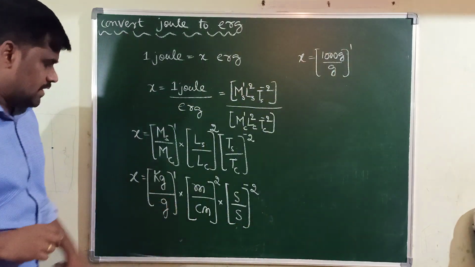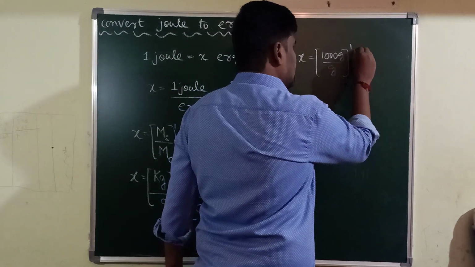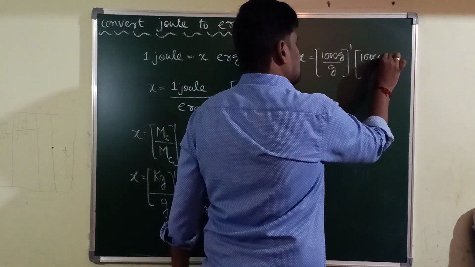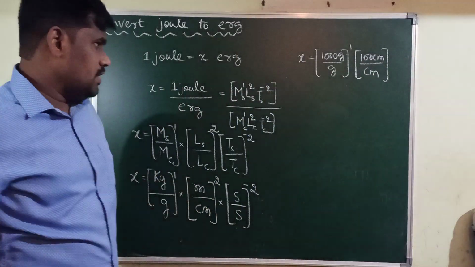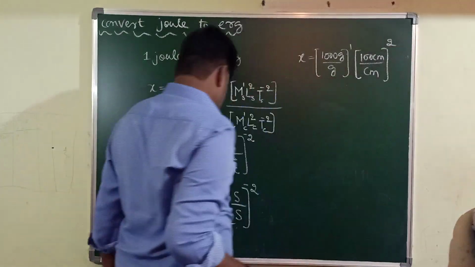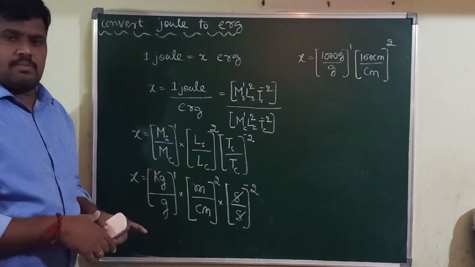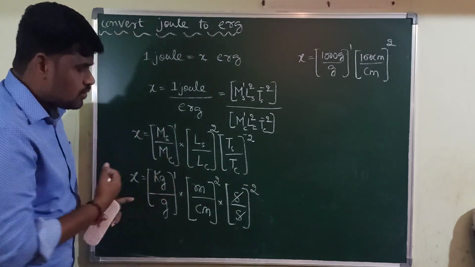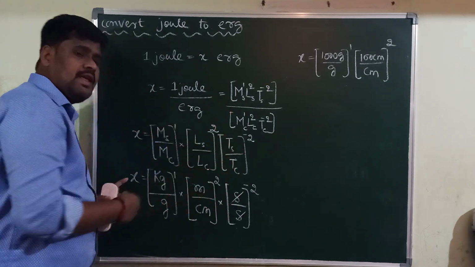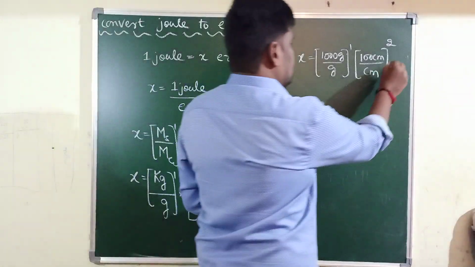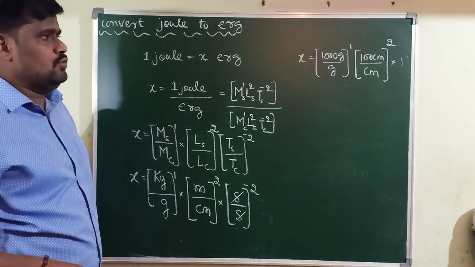Because here it is to the power 1. Meter should be converted to centimeter. You know very well, 1 meter equals to 100 centimeter, by centimeter to the power 2 here. Next, second and second get cancelled. I am left with 1 to the power -2. Sorry, 1 to the power any number is equal to 1. Therefore, 1 to the power -2 is equal to 1.